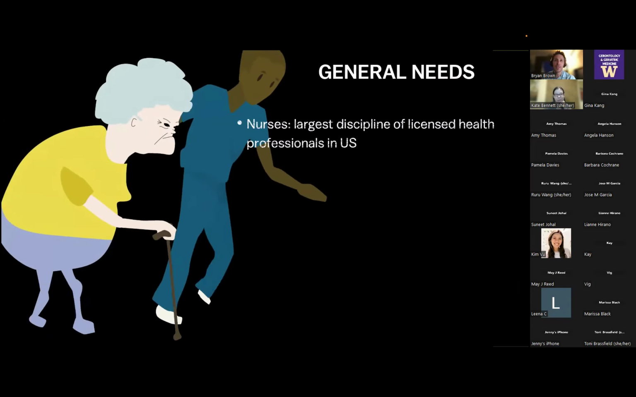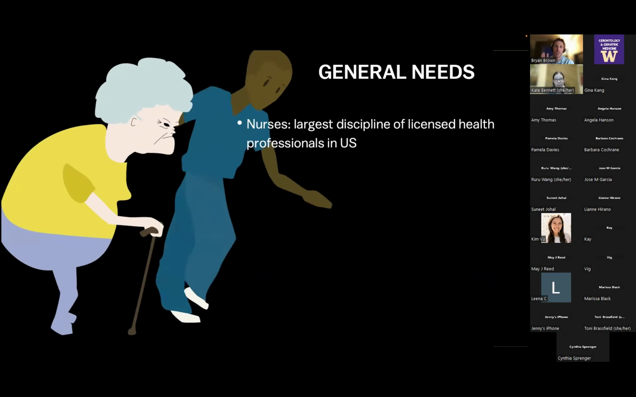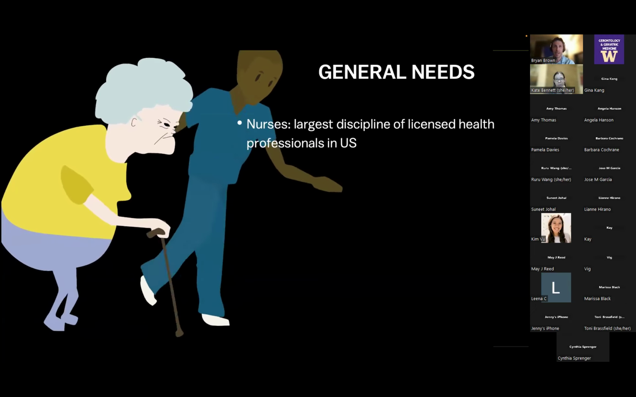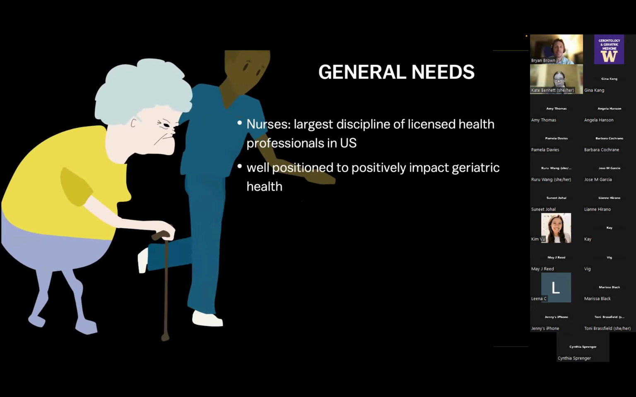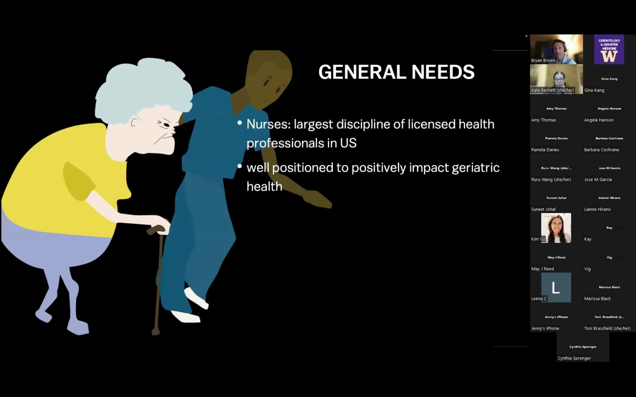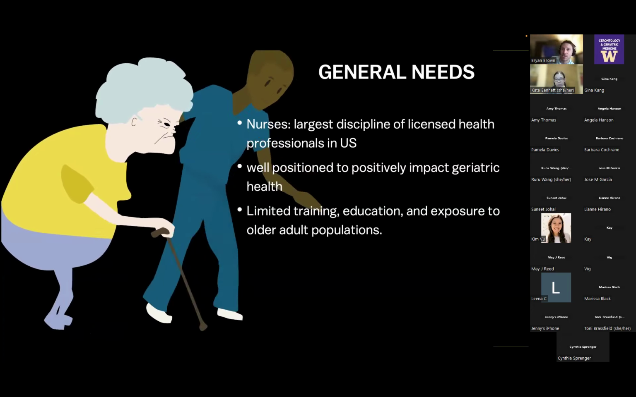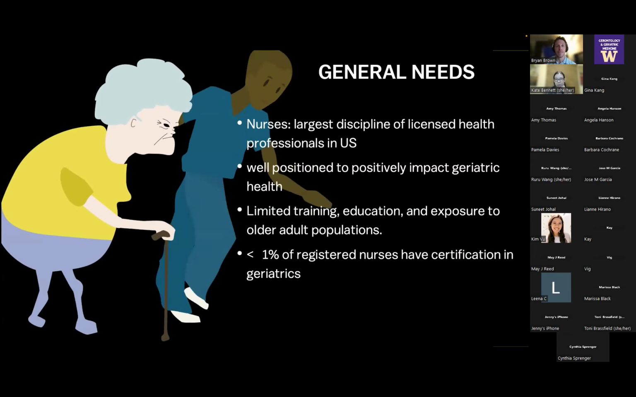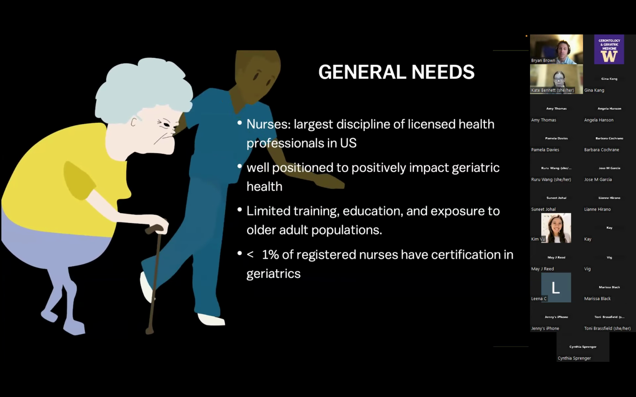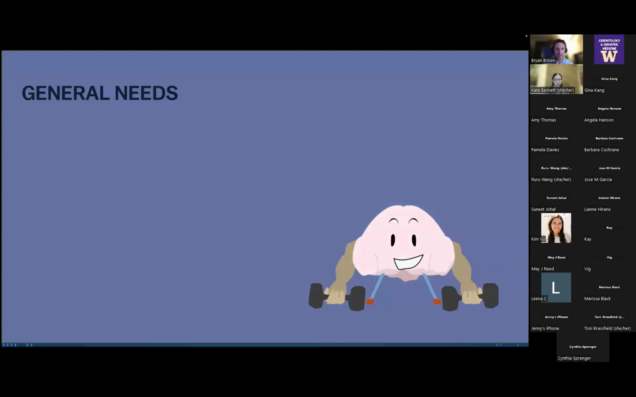Furthermore, we looked at the literature, and as I'll speak to in a moment, this was a nurse education project we were tasked with. And nurses are the largest discipline of licensed health professionals in the US. They're well positioned to positively impact geriatric health. And yet there's limited training, education, and exposure to older adult populations in traditional nursing education. And less than 1% of registered nurses have an actual certificate specifically in geri.